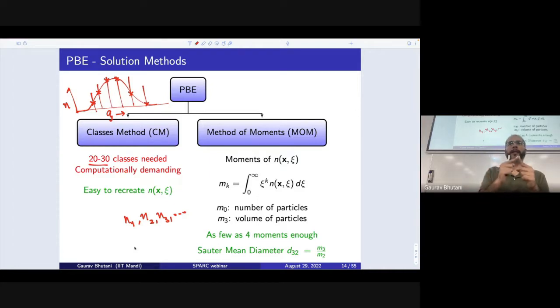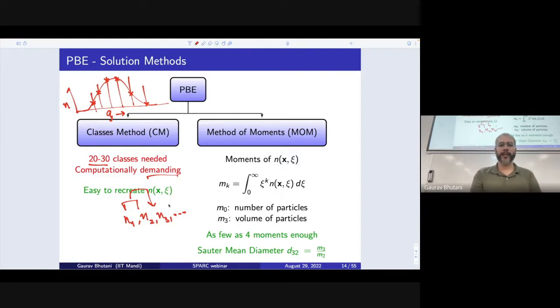Because a smaller particle is combining with another particle to make another particle. So it could happen that N1 and N2 are combining to give N3. So what we see is that they are coupled advection diffusion equations, 30 of them. Computationally, that becomes quite demanding.